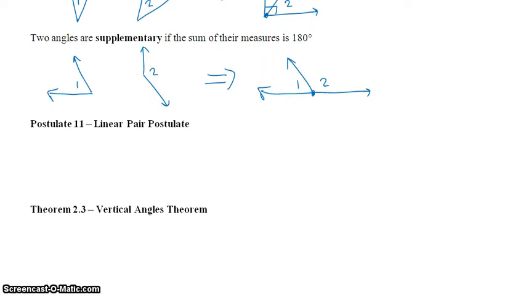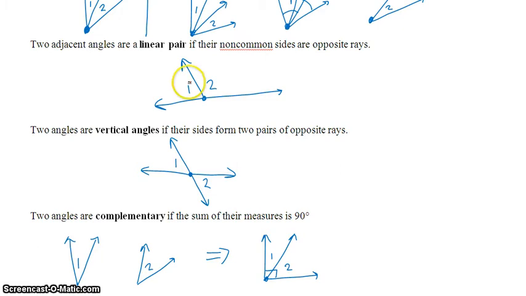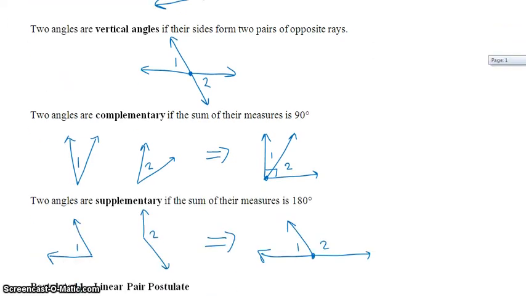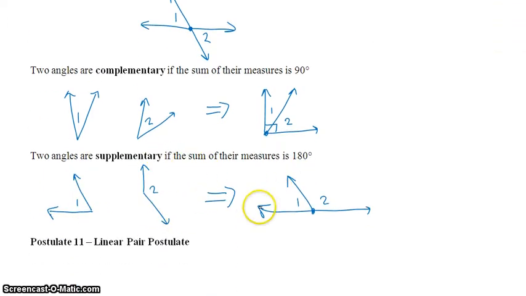Let's look at a couple postulates and theorems. Postulate 11, the linear pair postulate. We've gone over the definition of a linear pair: two adjacent angles whose non-common sides form opposite rays, whose non-common sides form a line. If we combine the linear pair definition and the supplementary definition, by default, linear pairs have to be supplementary. Not all supplementary angles form linear pairs, but all linear pairs are supplementary.